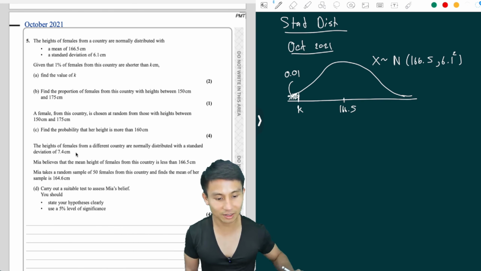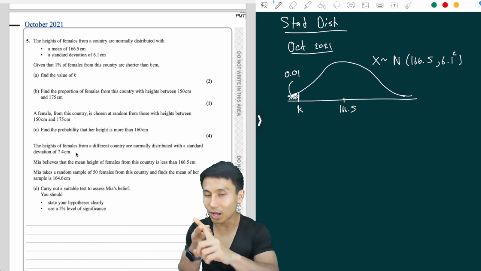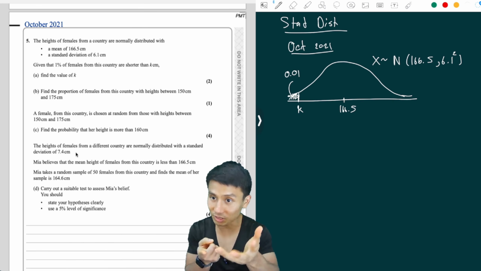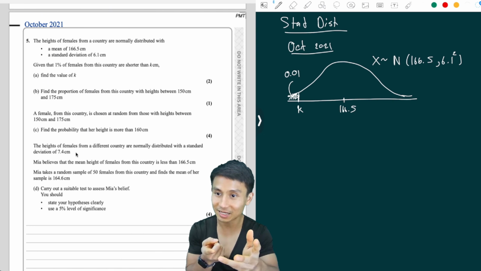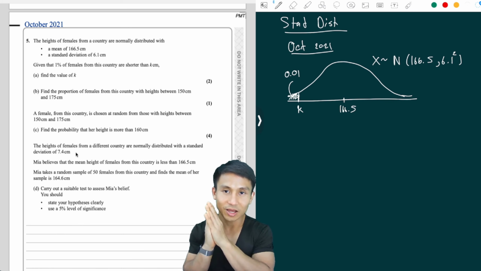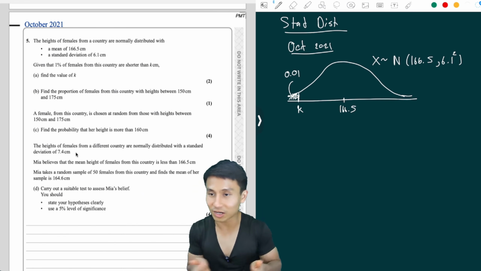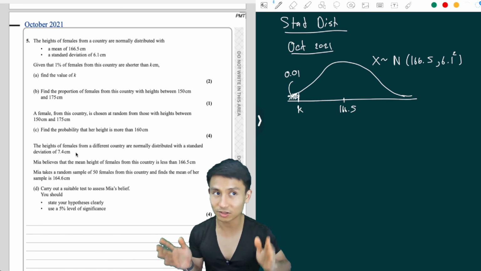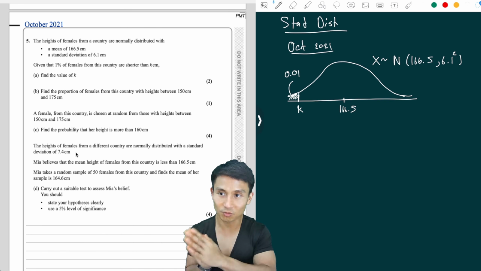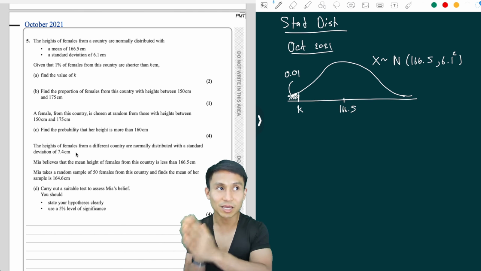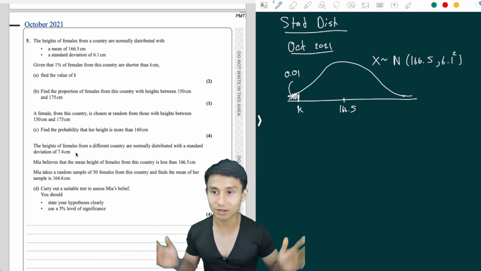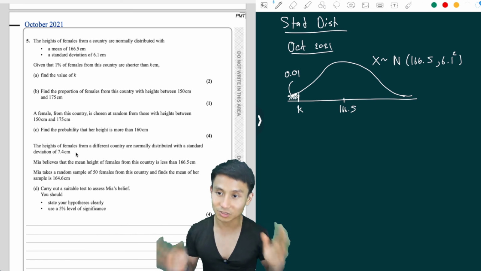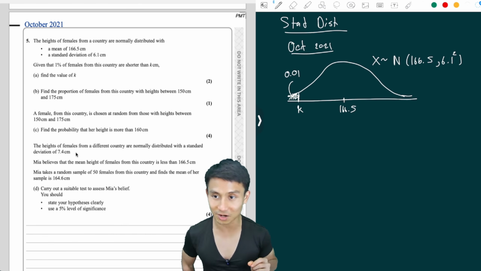Now, 1% requires that you know how to use the calculator to do the inverse normal. You plug in the area. I don't have the calculator here, but you should be able to go to mode, distribution, and then inverse normal. Then you plug in the area of 0.01. For the Z bell curve, the mean is 0 and the standard deviation is 1. You're going to get the Z value as an output.